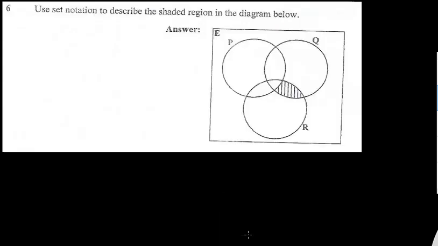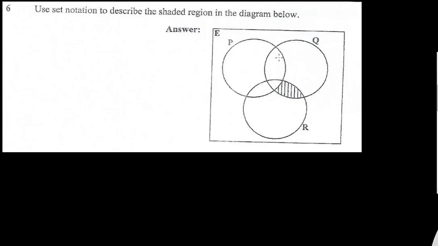So here's our question 6. Question 6 is saying, use set notation to describe the shaded region in the diagram below. So the shaded region that we have is there. Do you see that? And let's notice something about this shaded region.